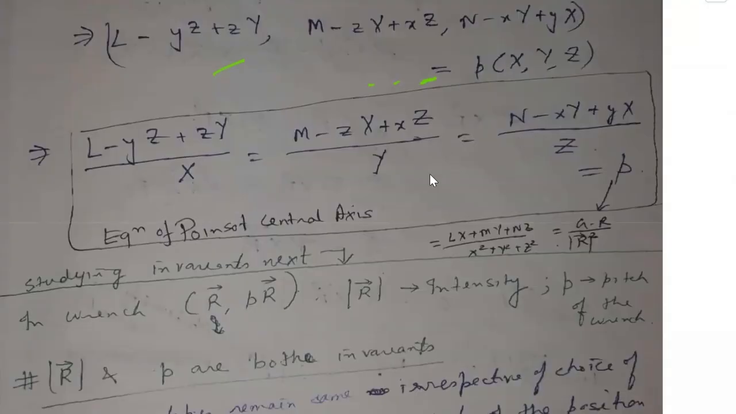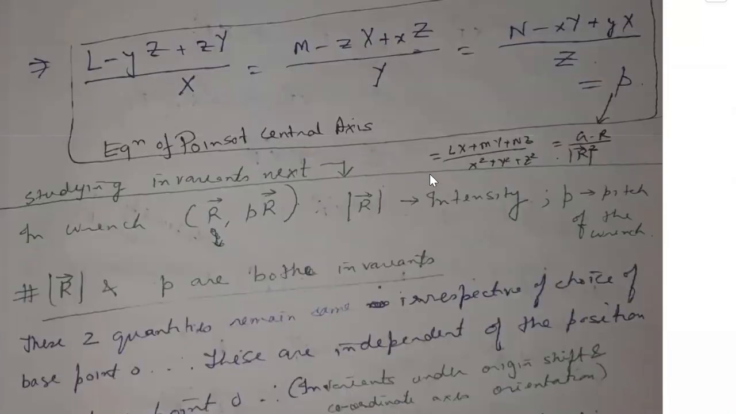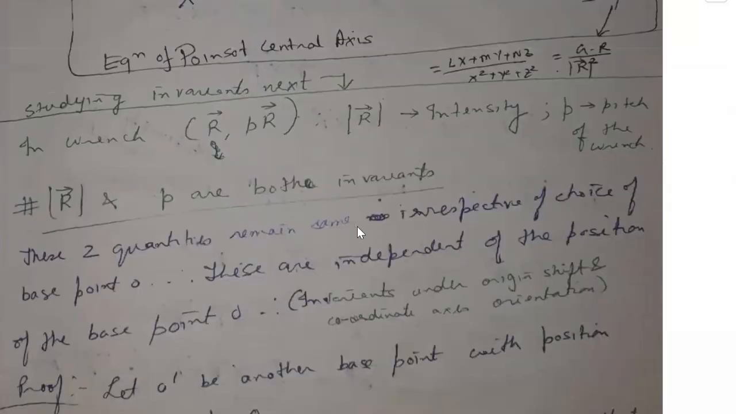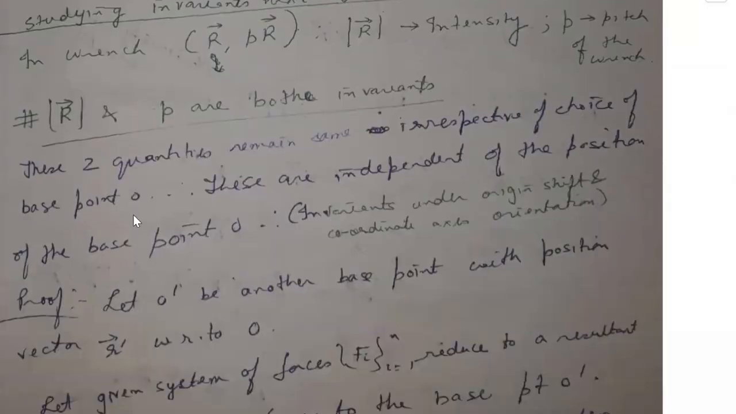Now from here we can find the invariants. What are the invariants? The quantities which never change irrespective of the choice of the base point. Whatever base point you take, these quantities always remain the same. What are these invariants in our case? They are the resultant R and the pitch of the range. These two will never vary. To prove that, we consider another base point and find again the resultant's magnitude R and the pitch P, and see whether they indeed remain the same or change.